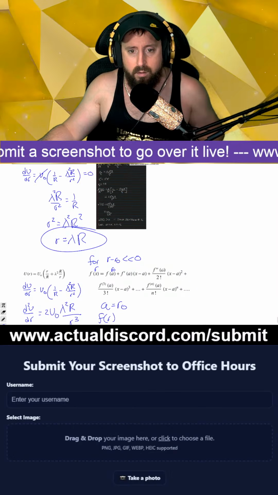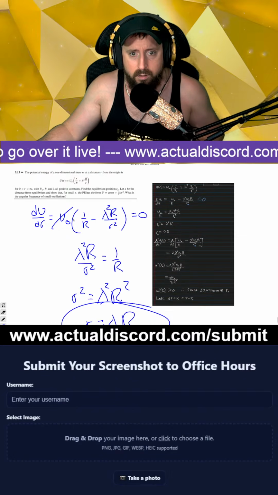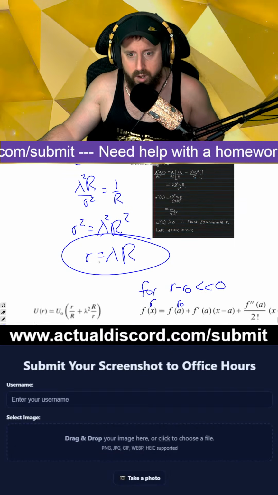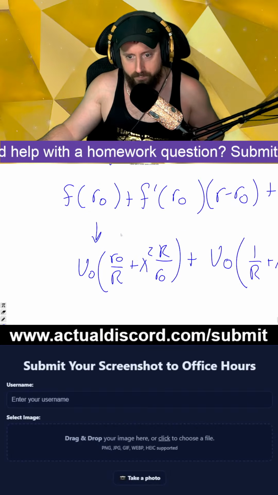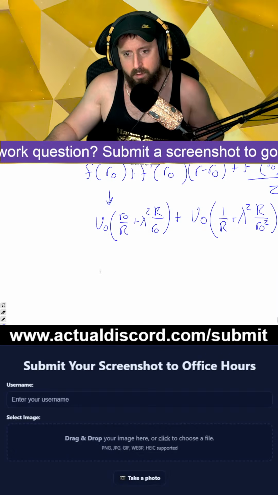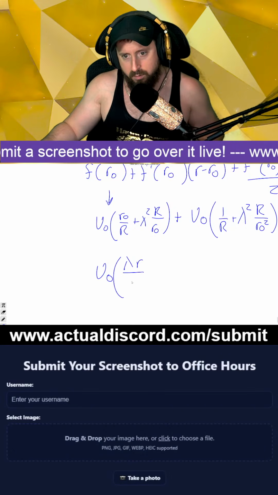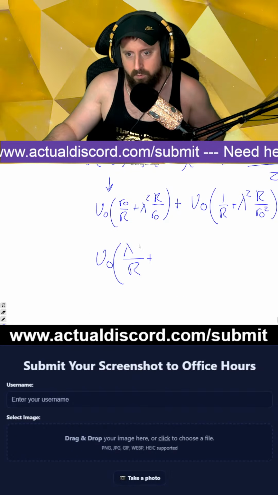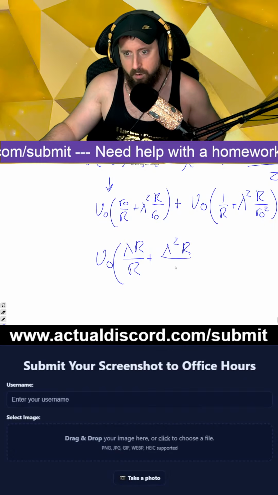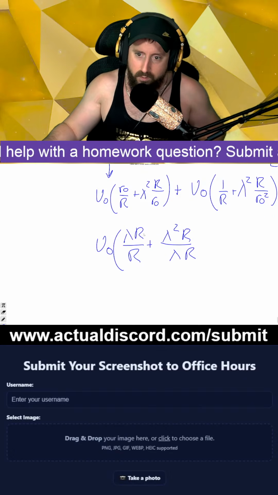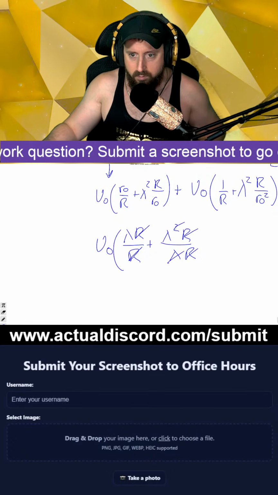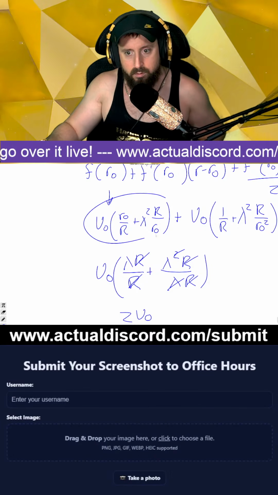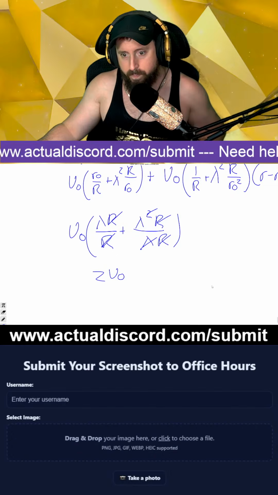Oh, but then is R naught the equilibrium position? Yes, and then R naught is equal to lambda R. Oh, very cool. So this is mu naught lambda R over big R, or sorry, lambda big R, plus lambda squared big R over lambda big R. Cancel, cancel, cancel. This is equal to 2 mu naught, right? That's what the first term goes to. All this goes to this.